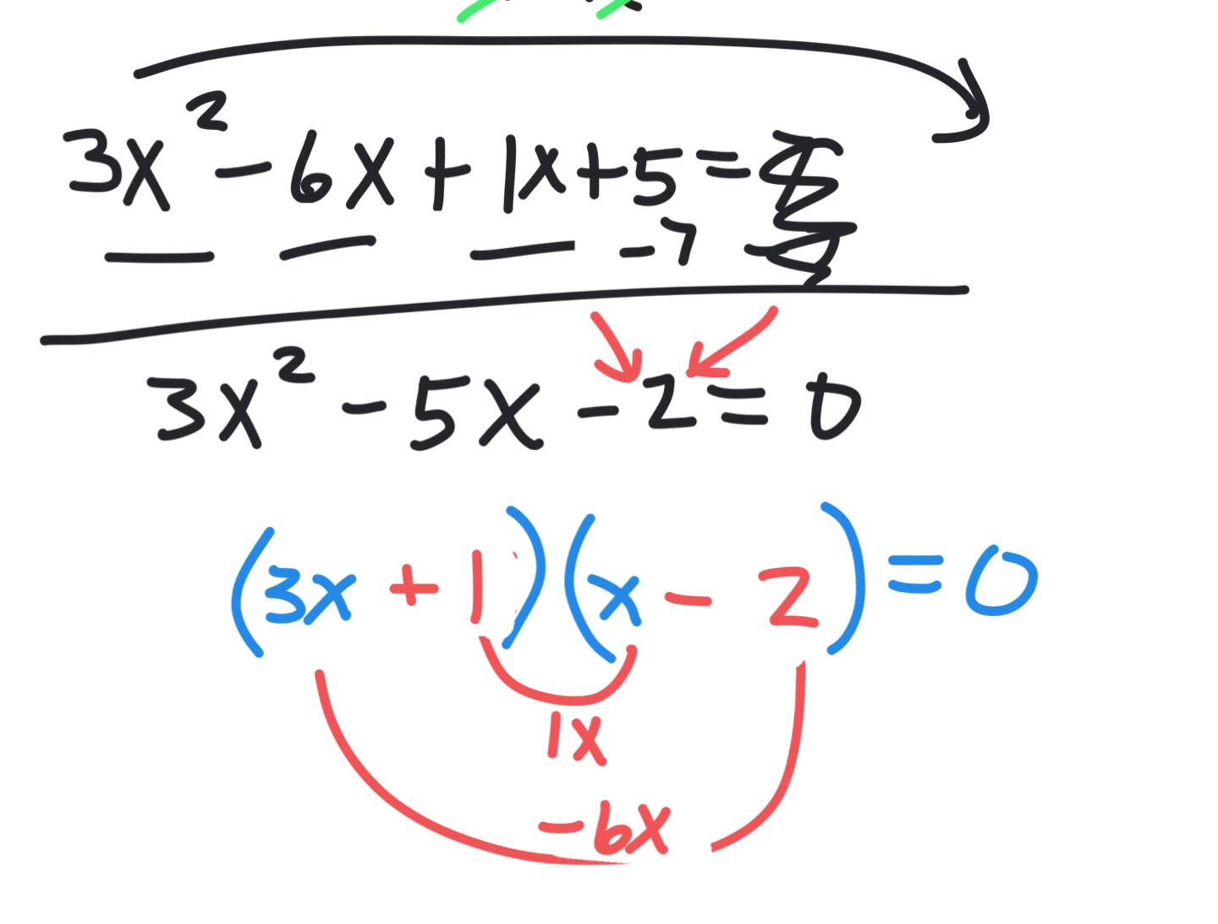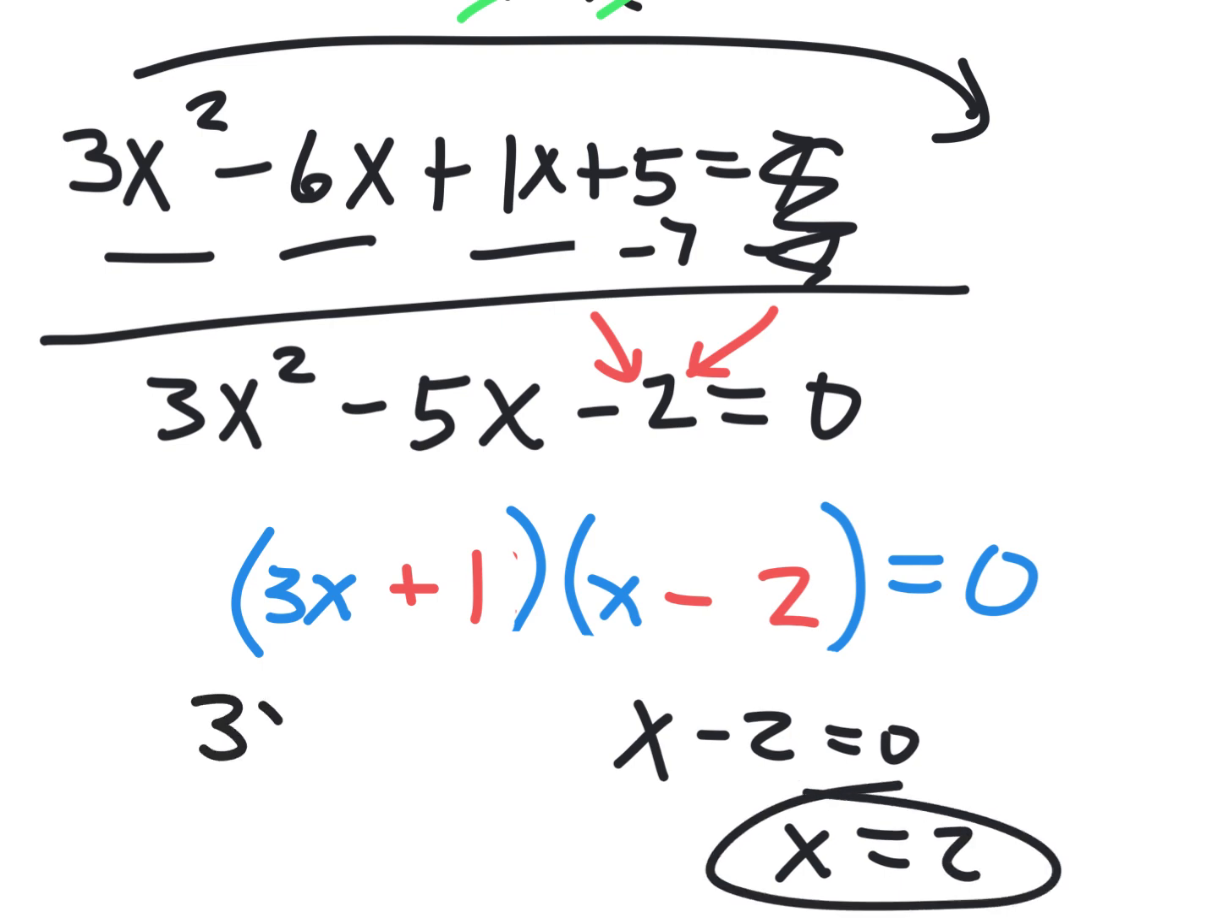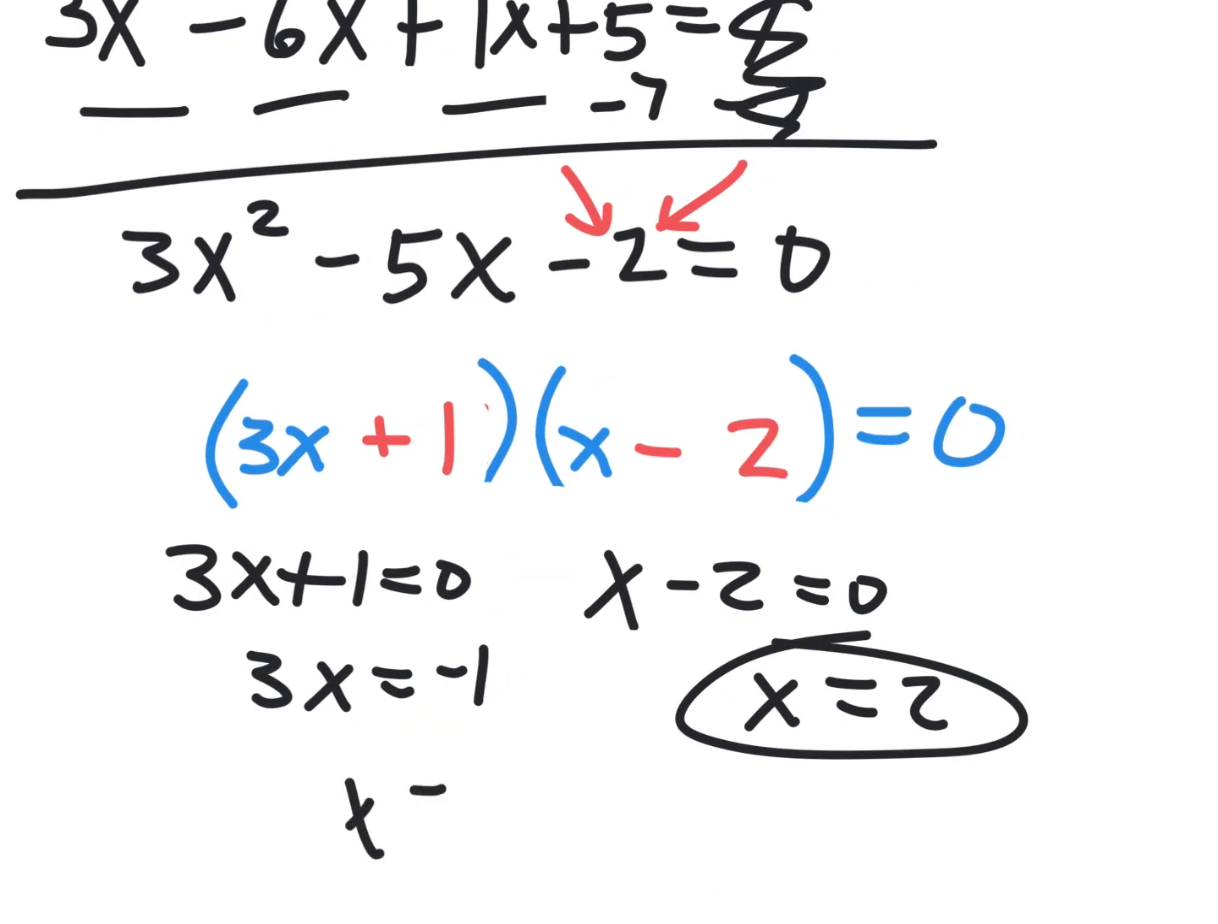All right, am I done? No. If you just factored it, that is the hard work. But now there's one last step, and it's really important. You've got to solve it by saying x minus 2 needs to equal 0. So x equals 2. And 3x plus 1 equals 0. So 3x equals negative 1. So x equals negative 1/3.